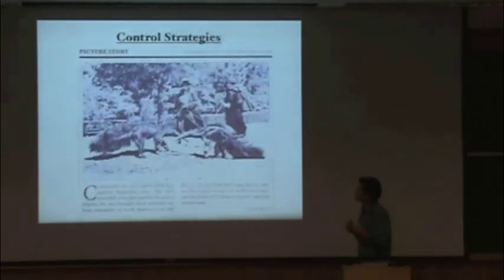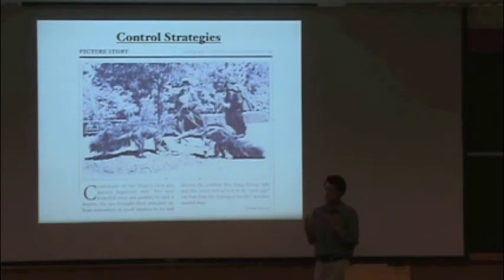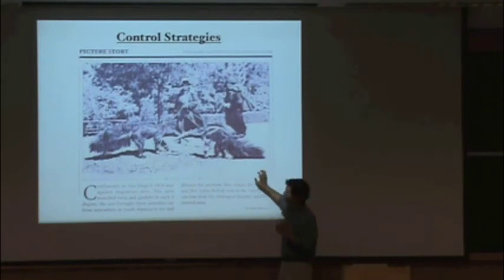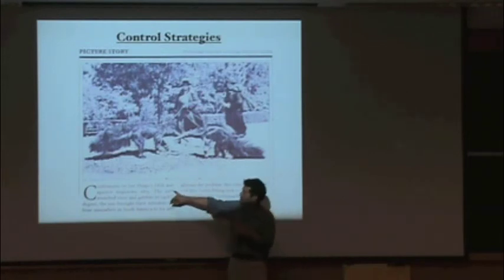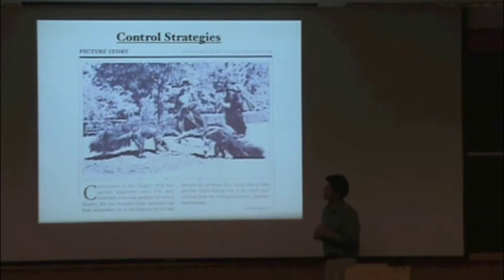Okay, and so we started off becoming really interested in identifying what these labels are specifically. And I love this photo. I don't know if it's clear to you there, but this is a photo from the San Diego Historical Society. It was published in the newspaper there. And it says, combatants in San Diego's 1926 war against the Argentine ants. The ants munched trees and gardens to such a degree that the zoo brought these anteaters up from somewhere in South America to try and control them. Right? I mean, this is a perfect example of a failed biocontrol strategy. We don't see giant anteaters running around.